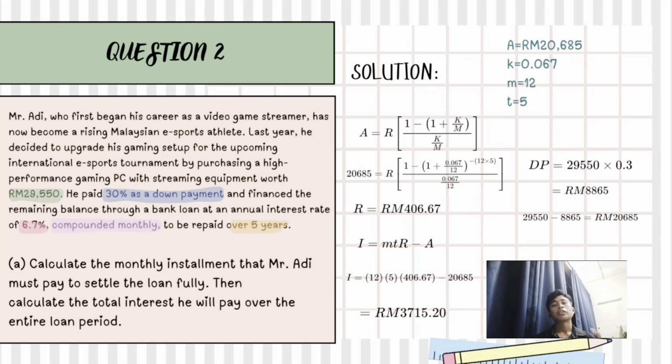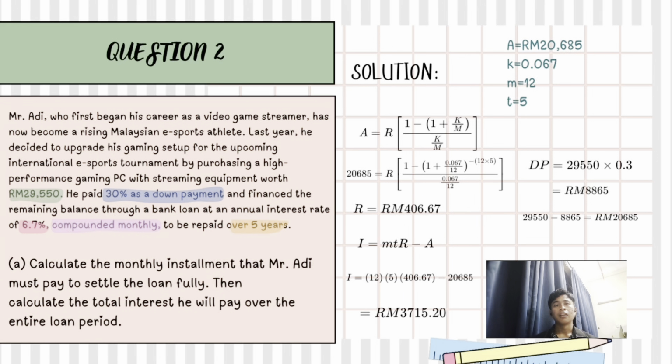So for the A question, calculate the monthly installment that Mr. Adi must pay to settle the loan fully, then calculate the total interest he will pay over the entire loan period. The first thing that we must do is calculate the down payment, which is 29,550 ringgit Malaysian, multiplied by 0.32, which we will get the down payment.